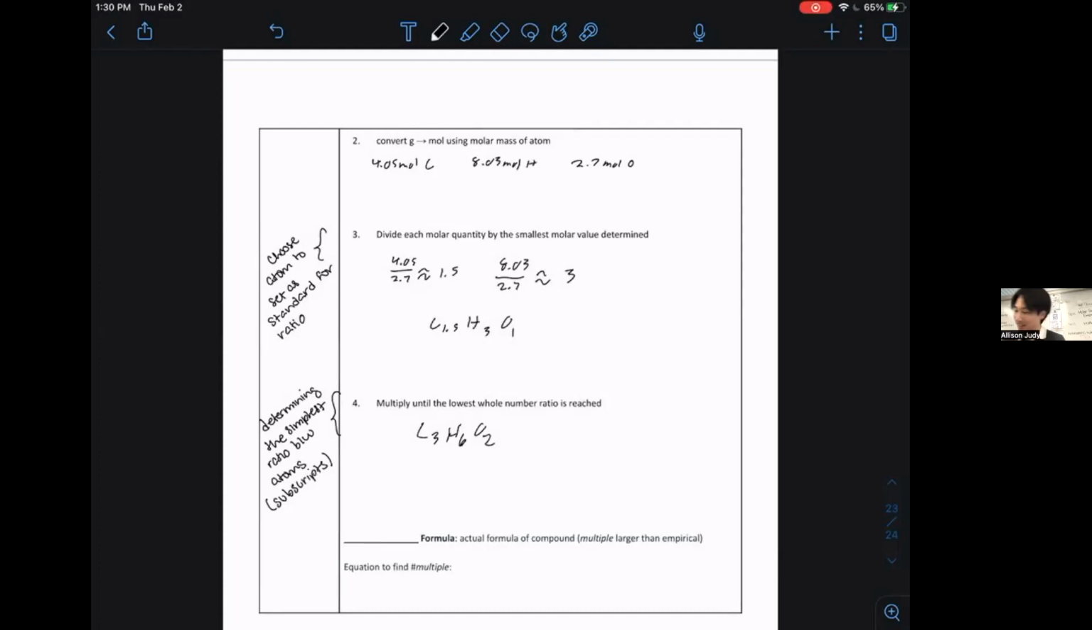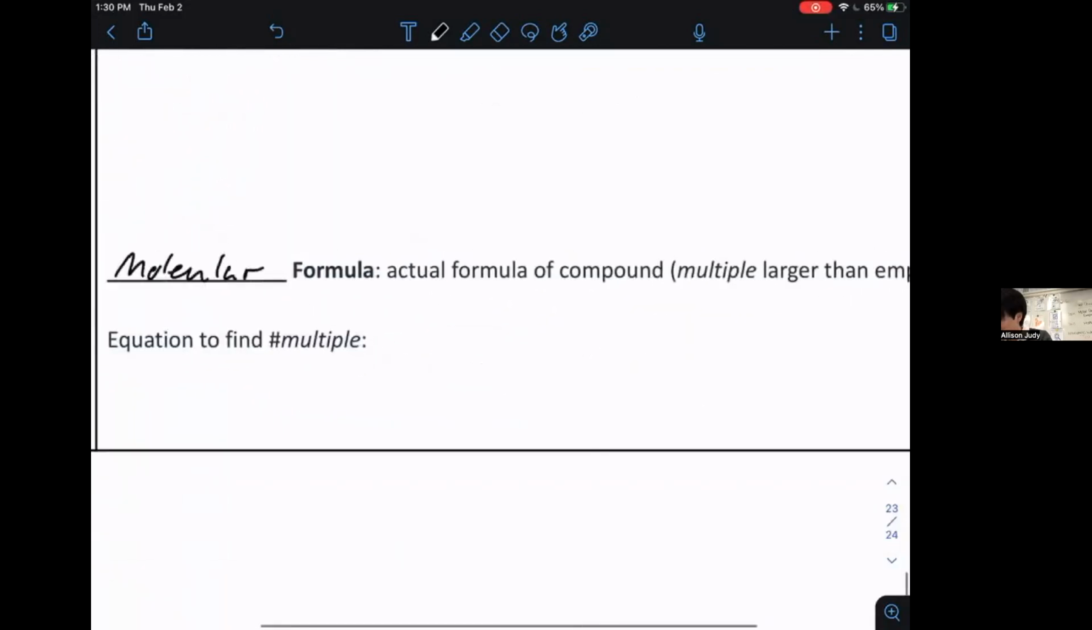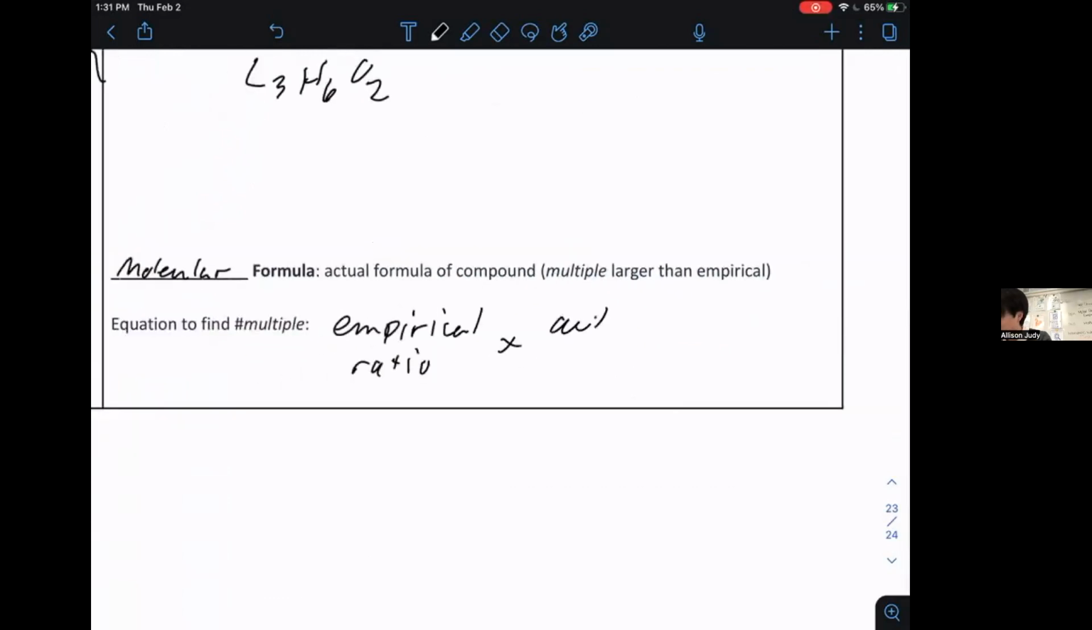No? Great. Once we have this empirical formula, the way we get to the molecular formula is by multiplying the empirical ratio by the actual molar mass. The empirical ratio is the subscripts to the empirical, over the empirical molar mass. That's not very legible.